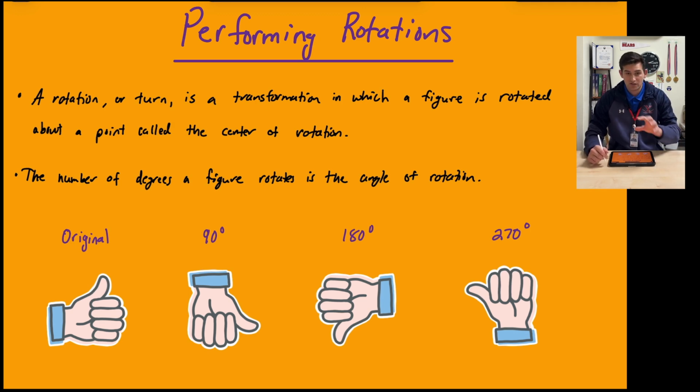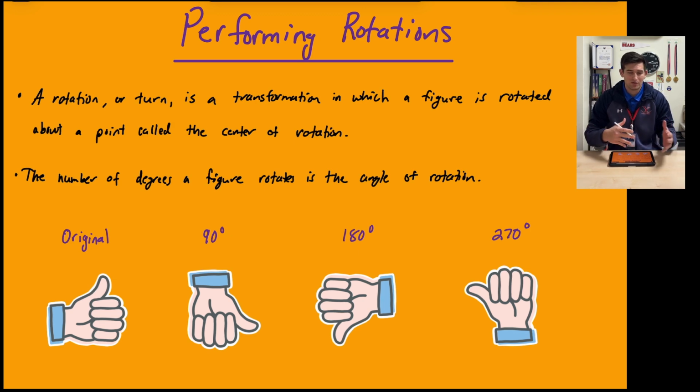A rotation is just a turn. It's a transformation in which a figure is rotated about a point called the center of rotation. Most of the time that center of rotation is going to be the origin when we're looking at doing rotations on a coordinate plane, which we will look at the end of this video. The number of degrees a figure rotates is called the angle of rotation, and the three most popular angles of rotation that you're going to see are 90 degrees, 180 degrees, and 270 degrees.